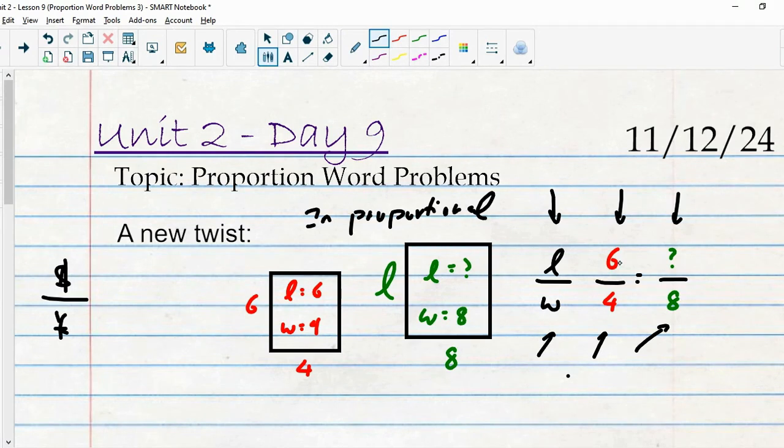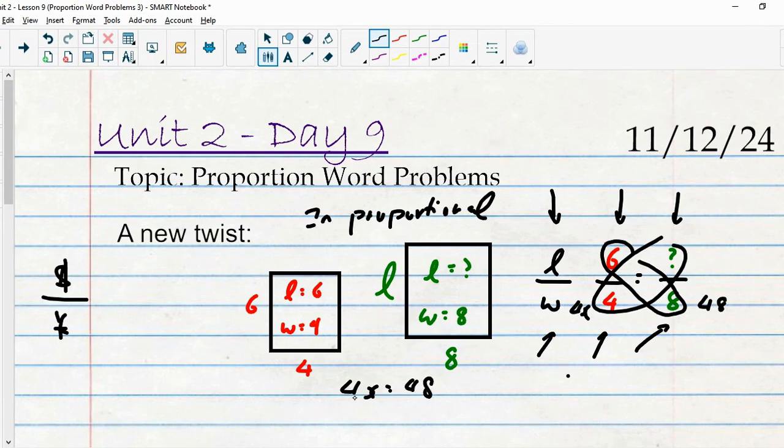Alright, so let's solve for it then. We have to multiply these two. Nothing new, hopefully. 6 times 8 is 48. And then 4 times what? 4x. 4 times what gives you 48? Do you guys know? You divide both sides by 4, or you divide 48 by 4, that would be 12. So the new size here would be 12 inches. Does that make sense?